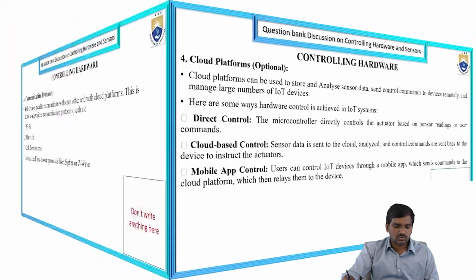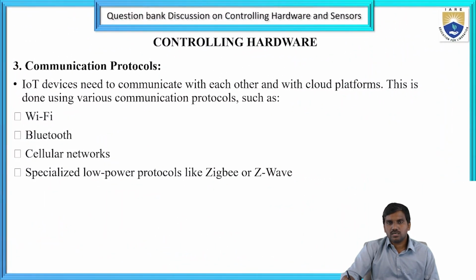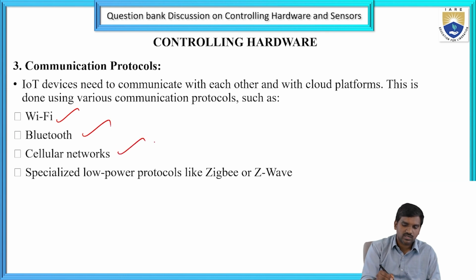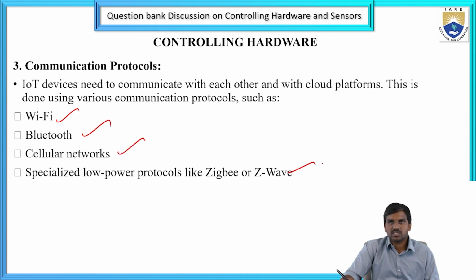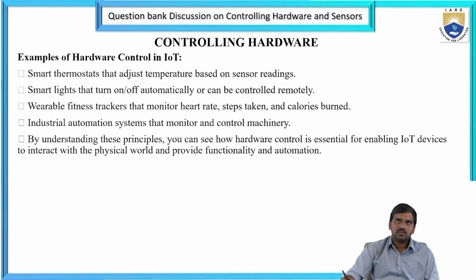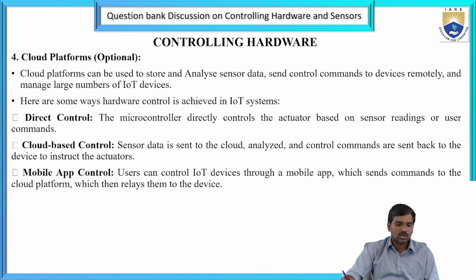Next, communication protocols. After receiving the data, we have to send the information from a particular point to a particular destination, with the help of Wi-Fi, Bluetooth, cellular networks, and specialized low power protocols like Zigbee or Z-Wave. And the fourth point, cloud platforms. In order to process the data, we have to store it in the cloud. These platforms can be used to store and analyze sensor data, send control commands to devices remotely, and manage a large number of IoT devices.